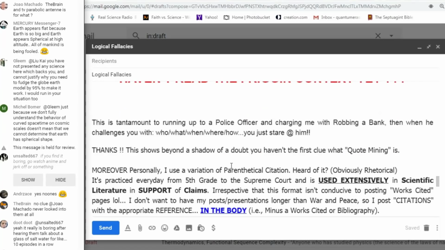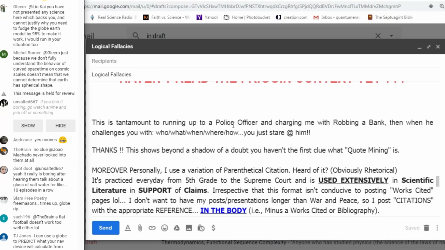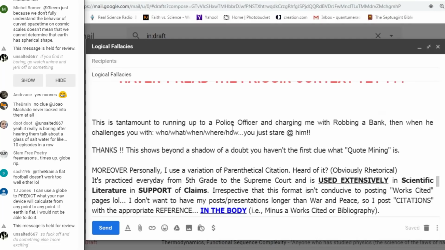I mean, this is tantamount to running up to a police officer and charging me with robbing a bank. Then when he challenged you with who, what, when, where, and how, you just stare at him. Thanks. This shows beyond a shadow of a doubt that you haven't had the first clue what quote mining even is.